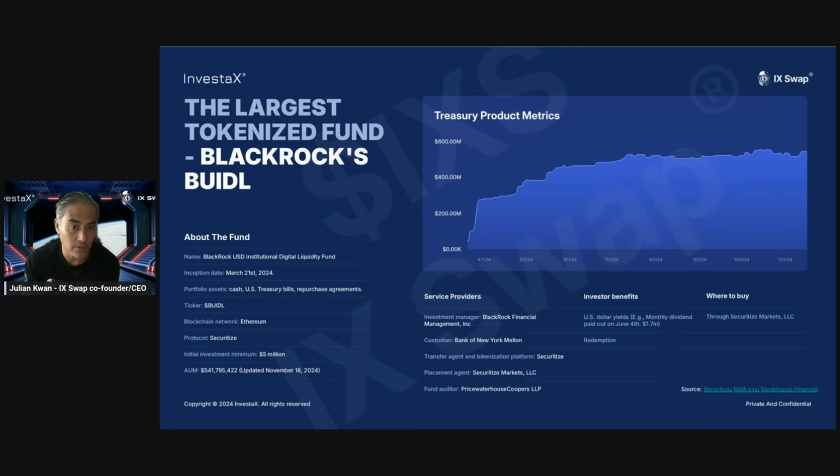BlackRock's token, right? Initial minimum investment 5 million. So this is for accredited investors and high net worth investors only. That is what it is. But people, I think that's what you need to understand, and you can make your own decisions. If you're buying an RWA utility token of a platform because you think it's amazing and you can't buy the actual real world asset tokens, that sounds a bit strange to me.